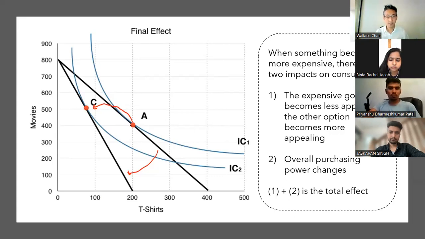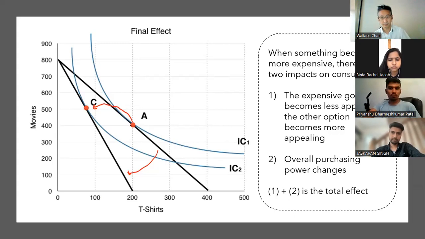The other reason is whenever something becomes more expensive, your purchasing power goes down, right? So let's say when t-shirts are becoming expensive, your buying power is actually getting impacted overall. So you might also think, t-shirts are more expensive, I need to spend more money there. Hey, maybe I need to also adjust my purchase of movies. So when something becomes expensive, these are the 2 impacts which happen to a consumer.